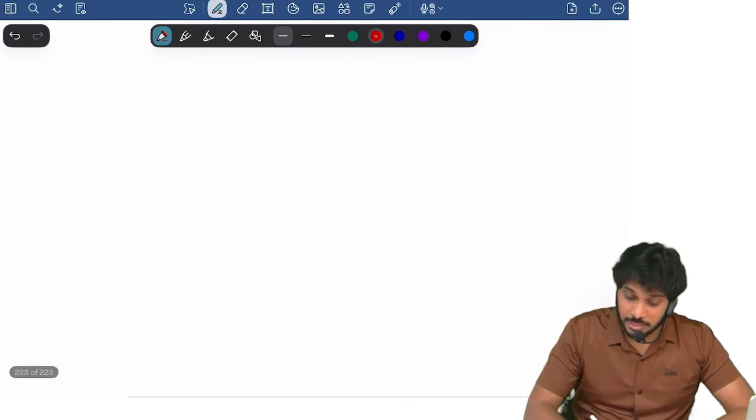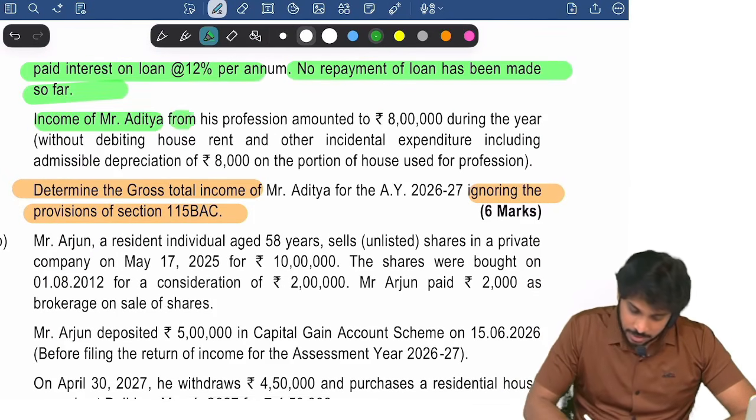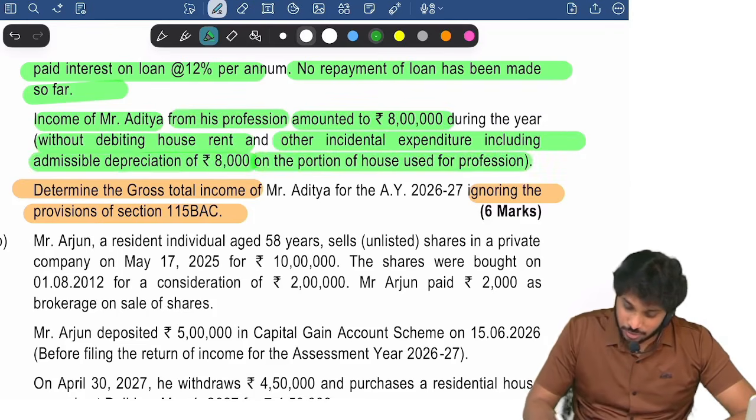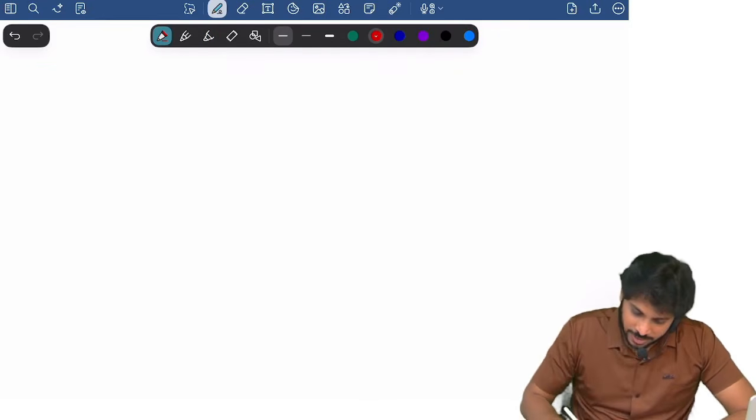Perfect. Now PGBP income I will calculate. Did they get PGBP income? Yeah. Aditya's income from his profession is 8 lakhs during the year, without debiting house rent and other incidental expenditure, including admissible depreciation of 8,000. Okay, see, they gave the depreciation value of 8,000, 8 lakhs. Now fine, I'll compute PGBP income now.